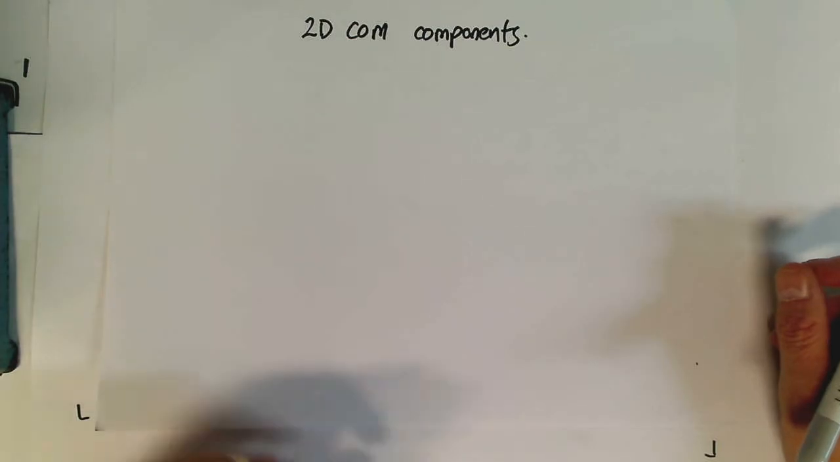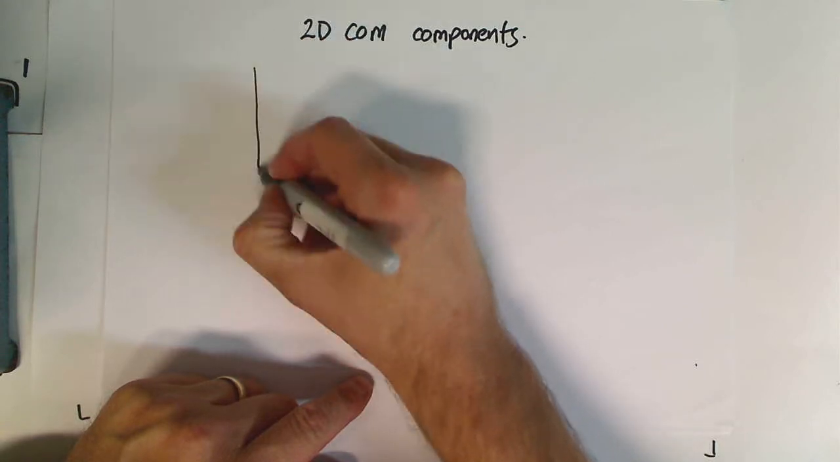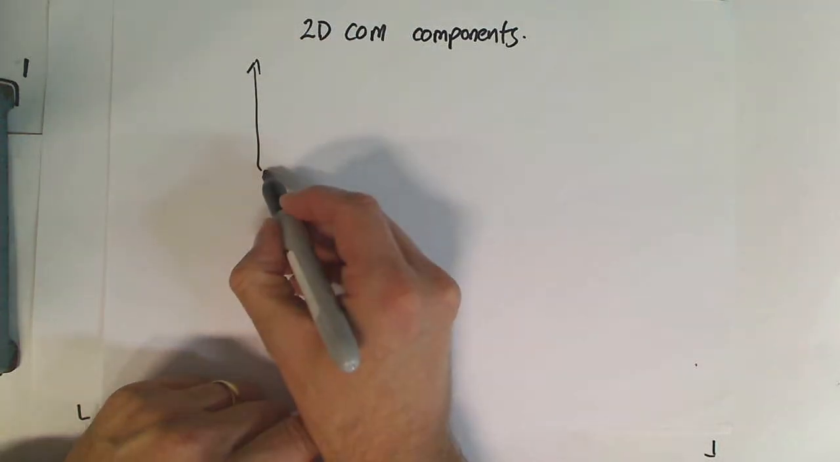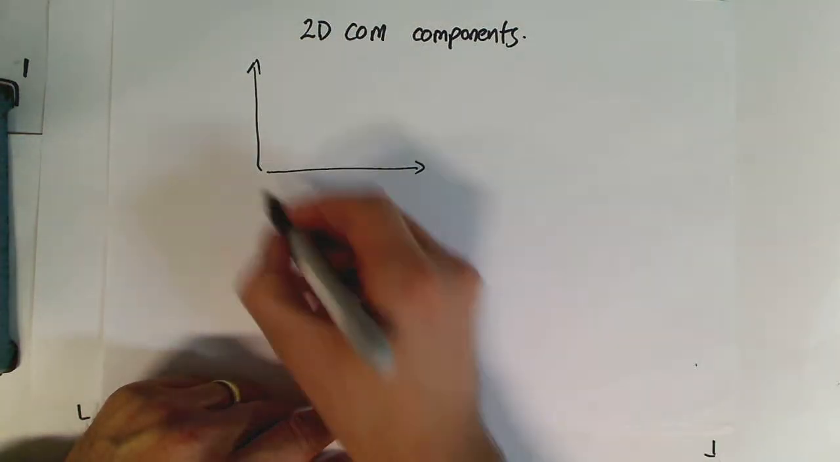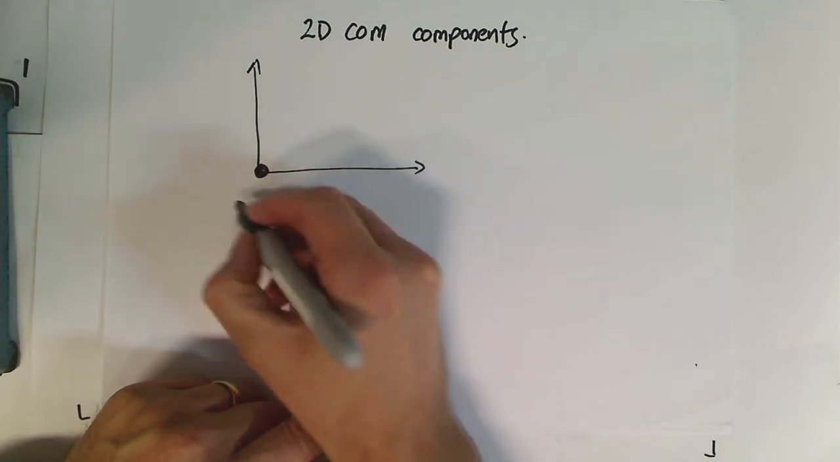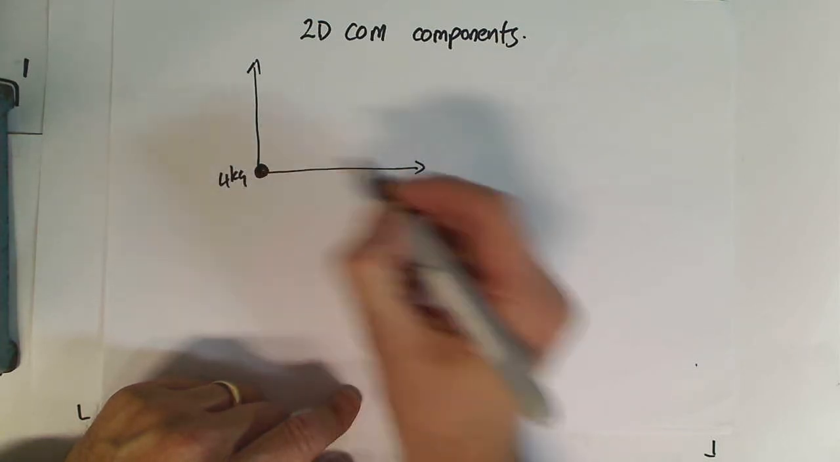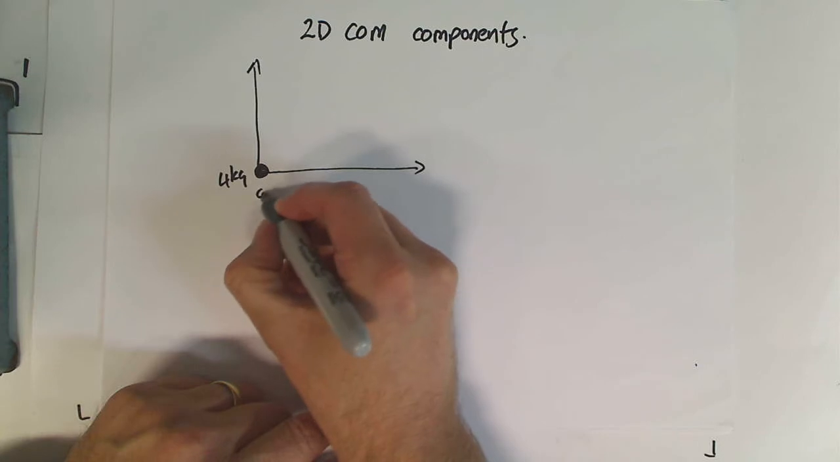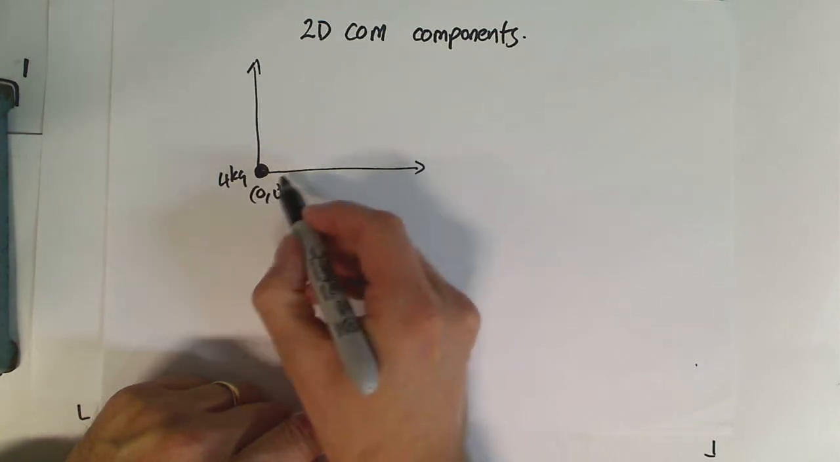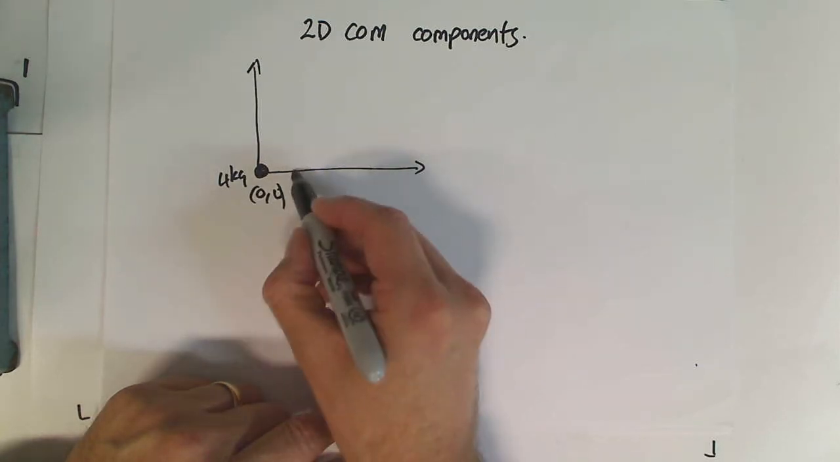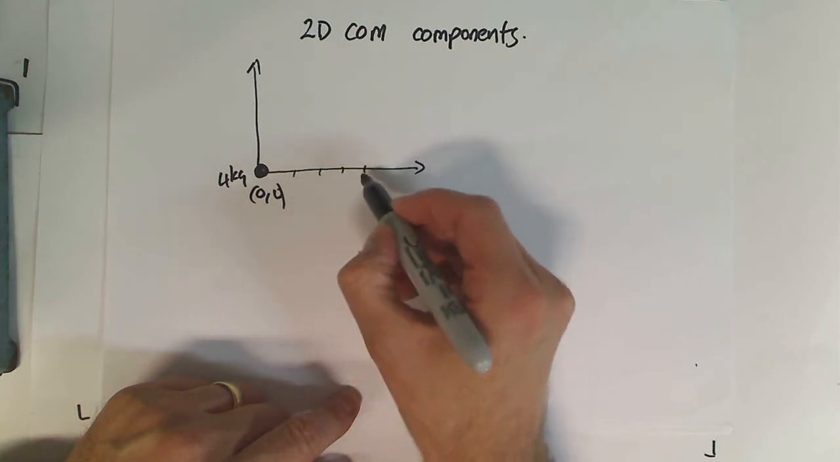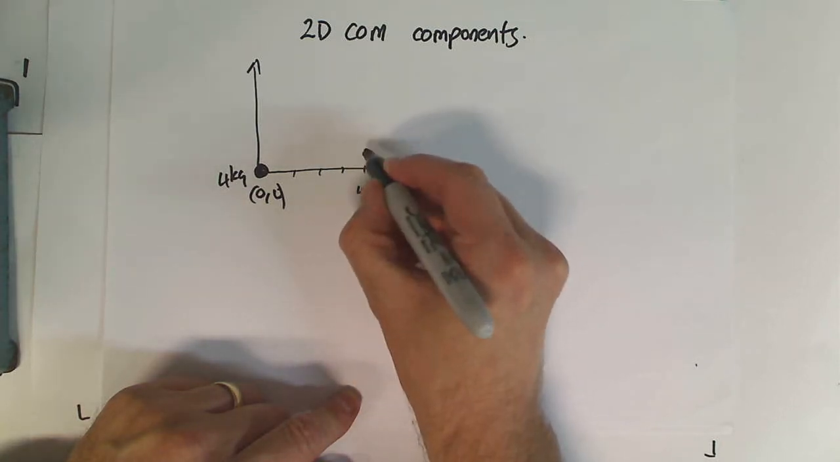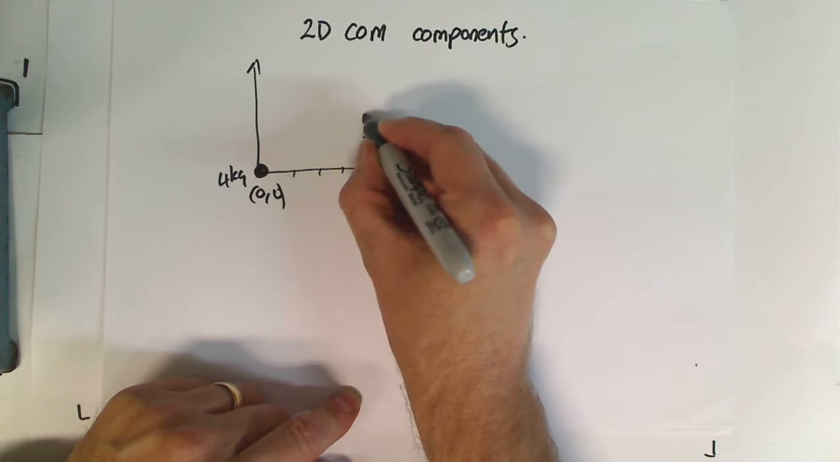Okay, what I'm going to show you how to do with this one is how to work out the centre of mass when you've got more than one object and we're working in two dimensions. So we'll put a 4 kg object there. That'll be at 0, 0 will be its components. We'll go to 4, 1, 2, 3.